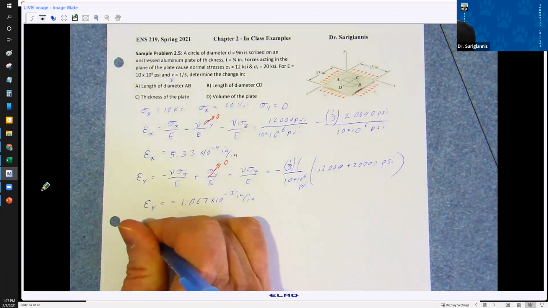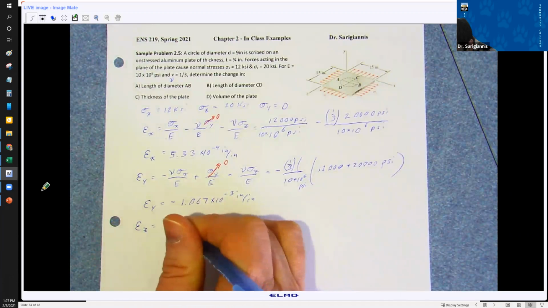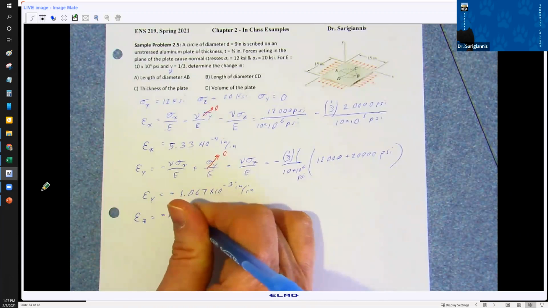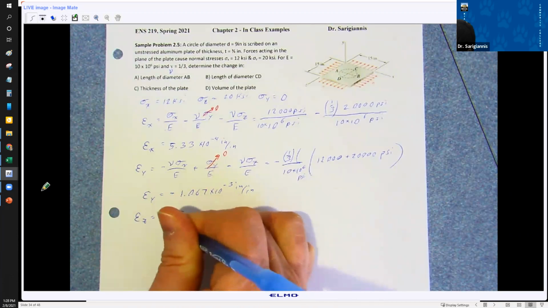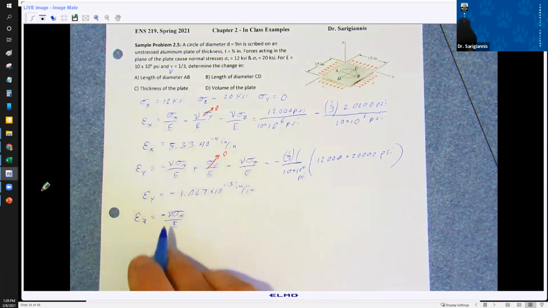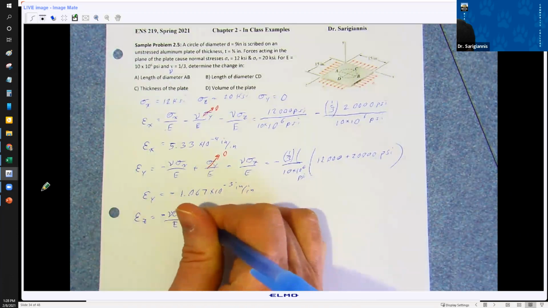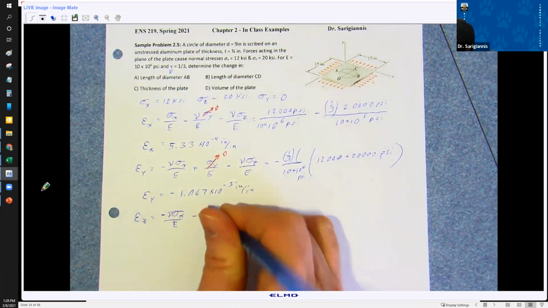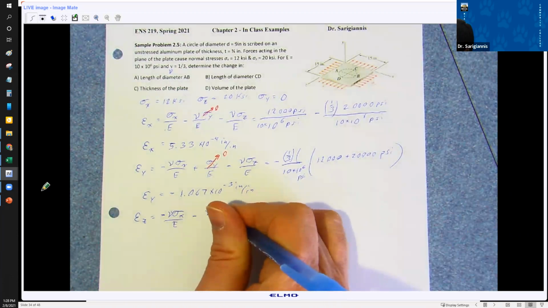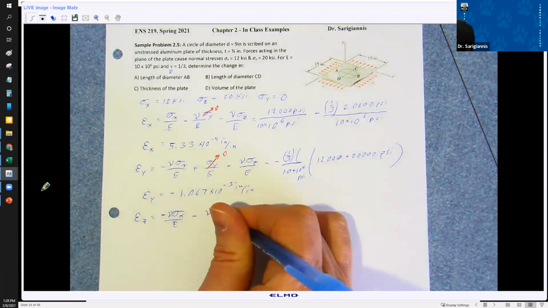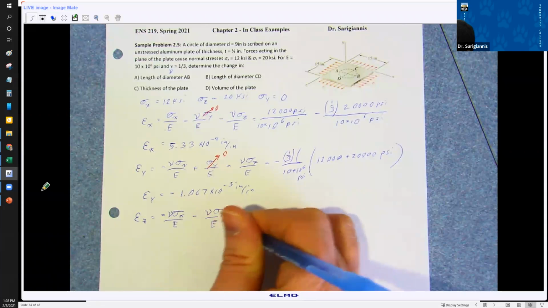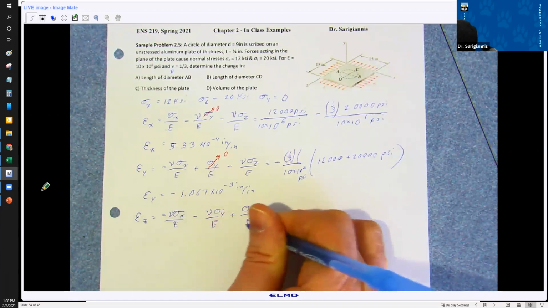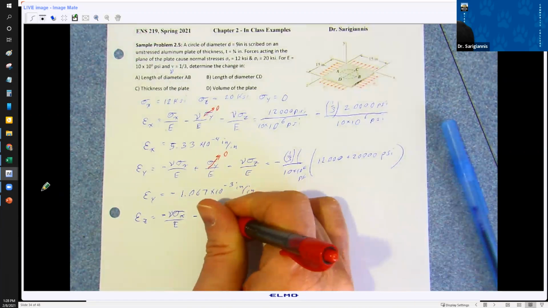And then we've got epsilon Z. This is an epsilon Z problem, minus nu sigma X. So you can write these whichever way you want. I think your book does the same thing that I'm doing here, just starts off with x, y, z. And if you're working with the z component, these first two terms are going to be negative until you get to the z term. And then this is obviously 0.